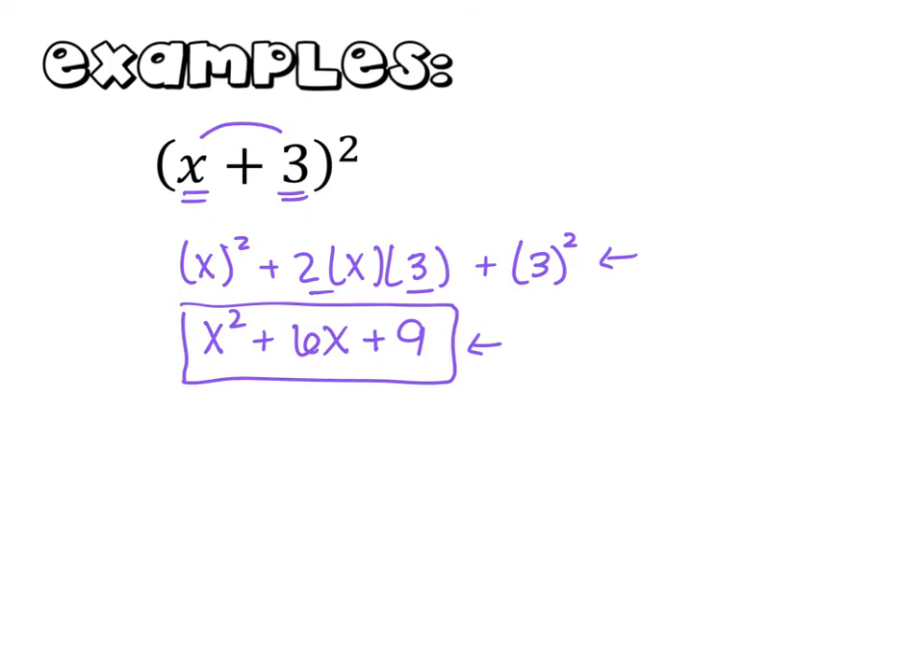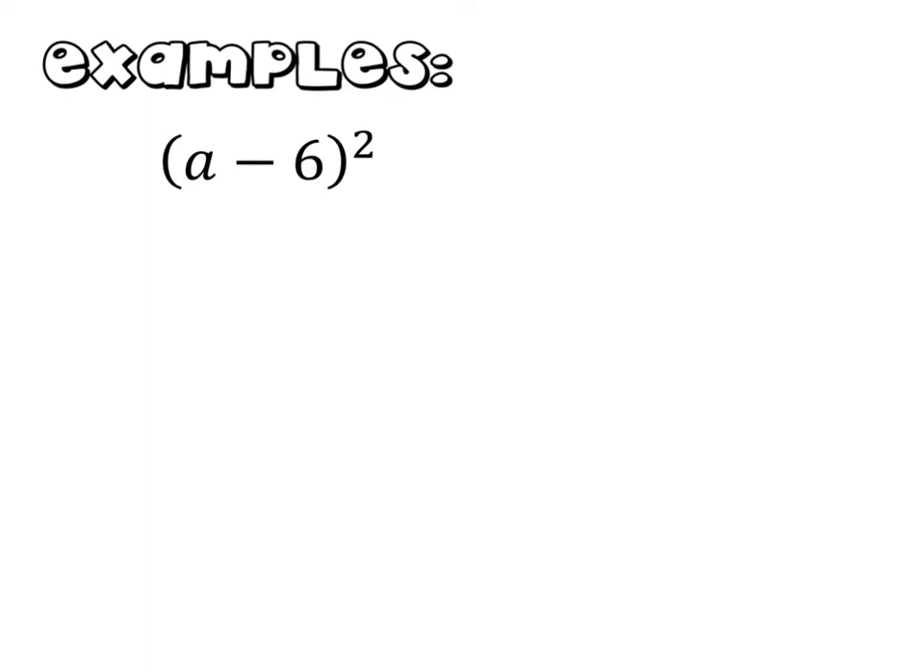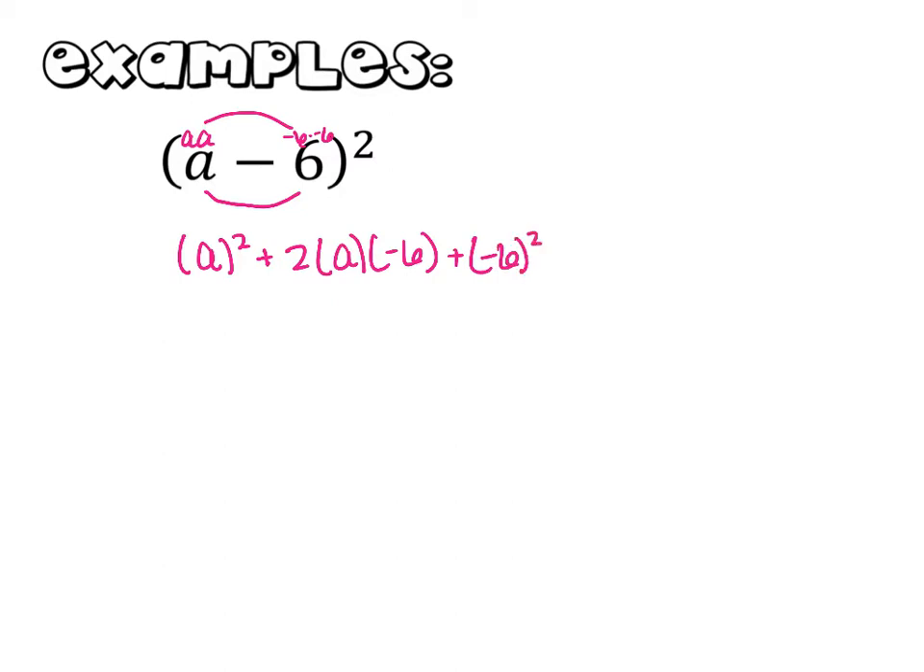If we look at another example, what if there's subtraction? A minus 6 squared becomes, well, a times a, right, and then a times negative 6, and another a times negative 6, and then negative 6 times negative 6. Or if we write it out with the pattern, right, a squared plus 2 times a times negative 6 plus negative 6 squared gives me a squared minus 12a plus 36.